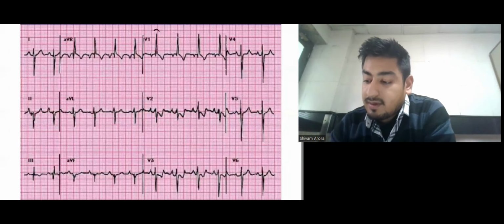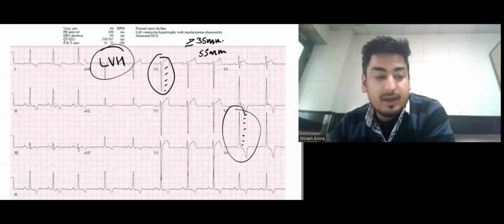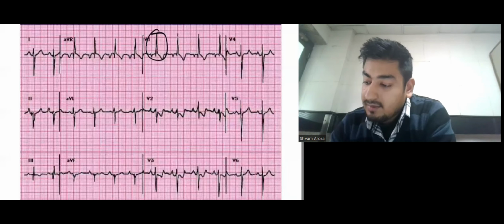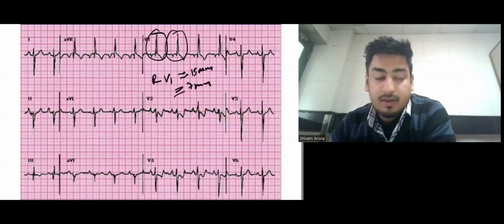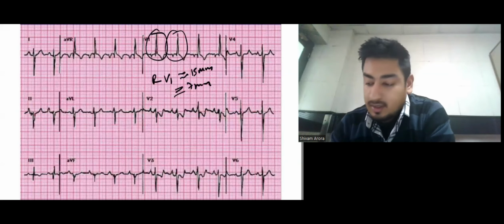Here also, in V1 we normally see this kind of pattern, that is an RS pattern. Here we have a QR pattern in V1, and in V1 the R wave is almost 15 mm. So it is more than or equal to 7 mm. So this is an ECG of RVH.